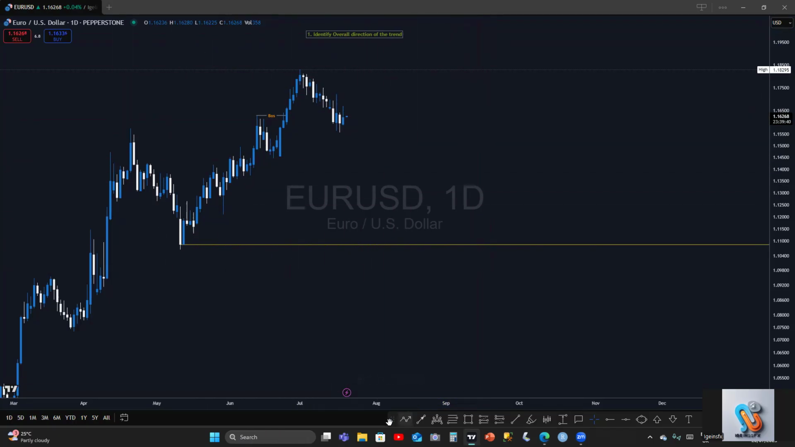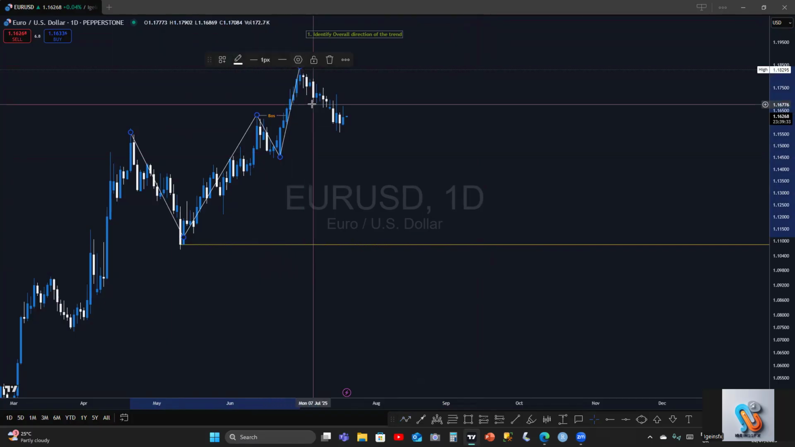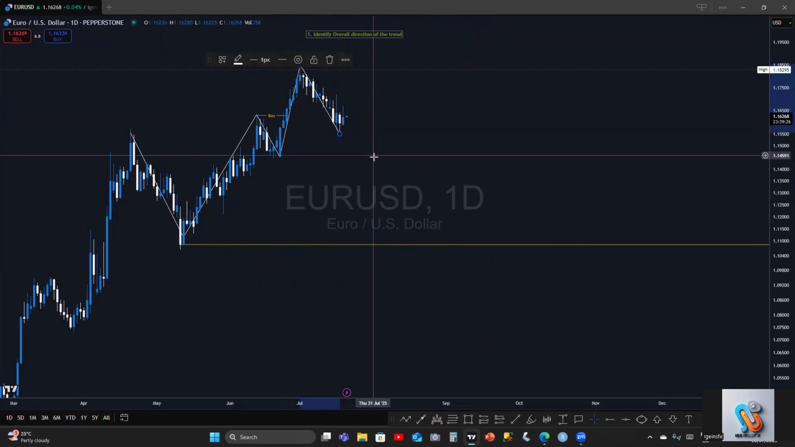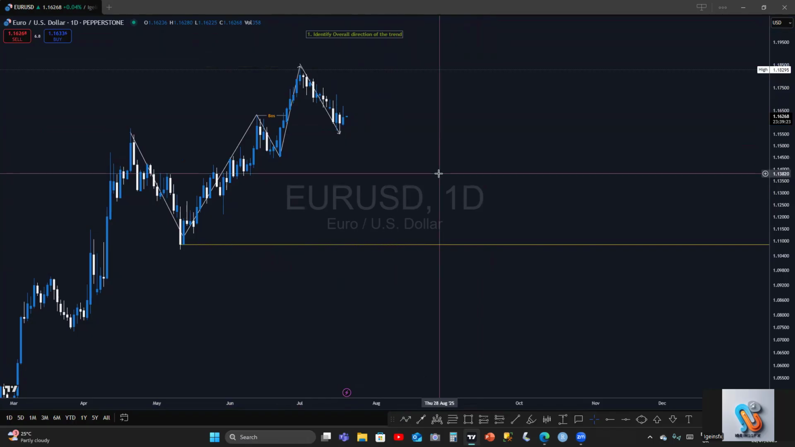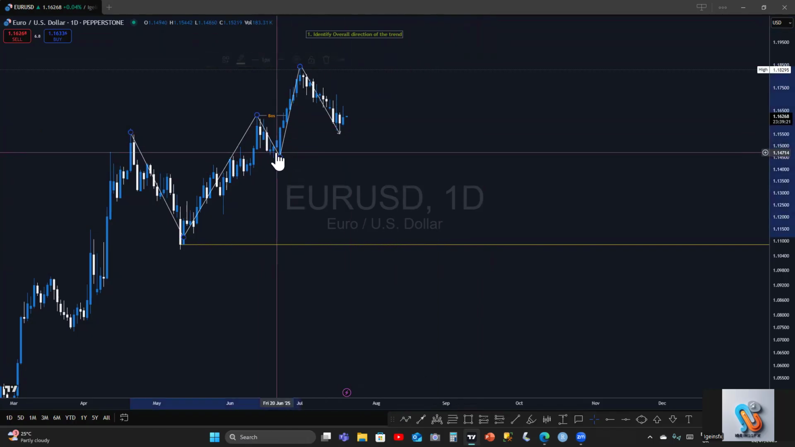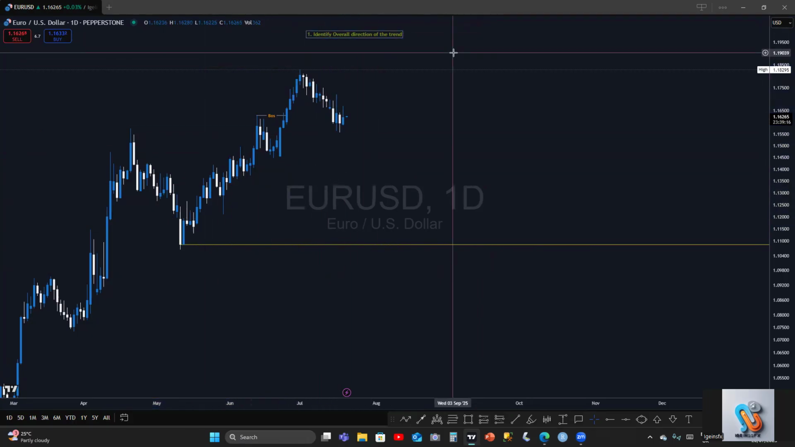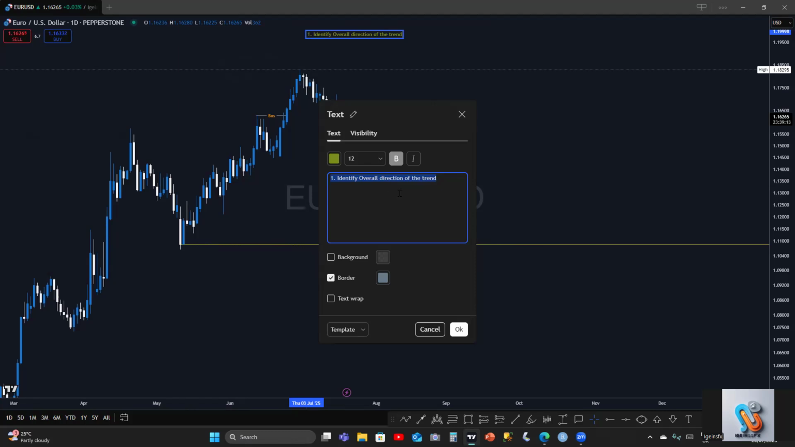So we see this one here is a pullback, created this high, pullback, then created this high. All right, after the creation of this high, price now came down, pulling back. So at this point, from this higher time frame, we've been able to ascertain that we are in a bullish market. This is what bullish is.